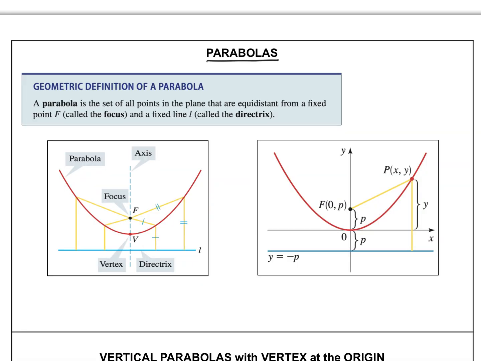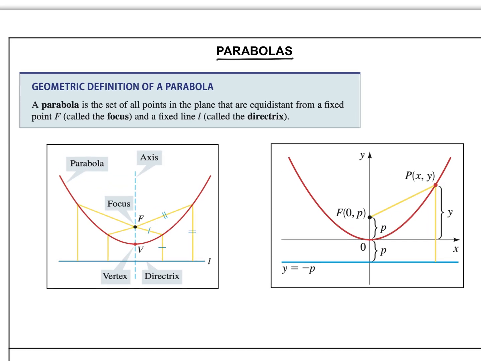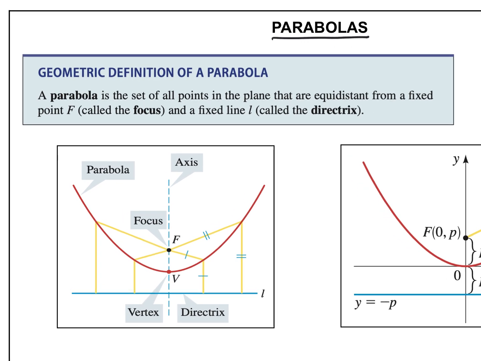Parabolas. So we're going to be looking at the geometric definition of a parabola. It is said that a parabola is the set of all points in the plane that are equidistant from a fixed point called the focus, symbolized by capital F, and a fixed line L called the directrix.